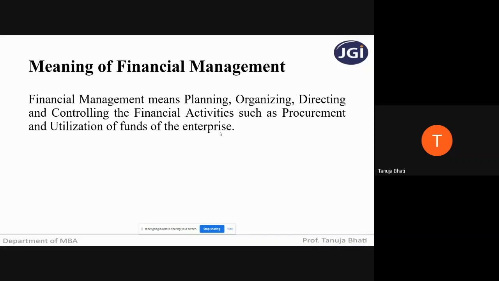Whatever is the goal of the company, of the business enterprise, of the organization, to achieve that, all the financial resources have to be properly managed. So students, has everyone understood what is the meaning of financial management?